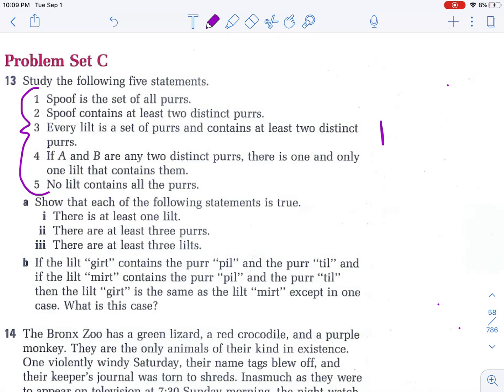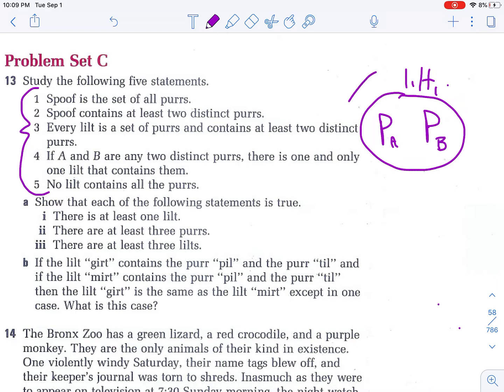Spoof contains at least 2 distinct purrs. So I'm going to say purr A and purr B, okay? Every lilt is a set of purrs and contains at least 2 distinct purrs. So this would be a lilt, lilt 1. If A and B are any 2 distinct purrs, which we have, there's only one lilt that can contain them. So I can't draw another lilt around here, and they're not going to be containing A and B together.